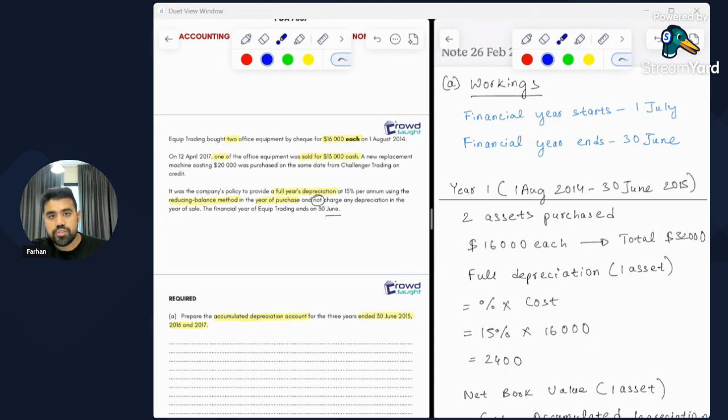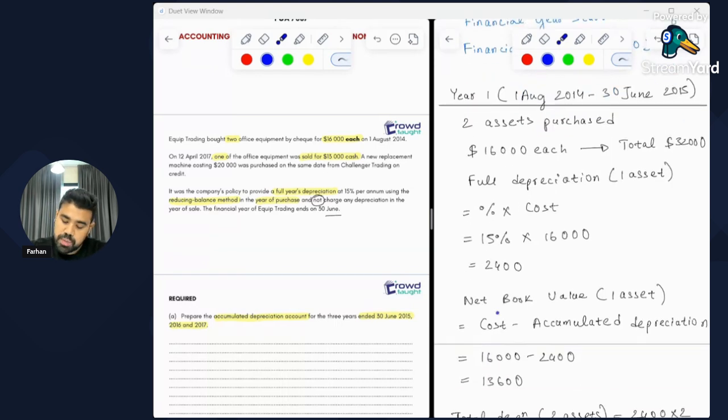So because we want to find the depreciation using the reducing balance method moving forward, which is from year 2 onwards, we want to know the net book value of these assets, all right? So the net book value should be calculated by finding the difference between the cost and the accumulated depreciation. So we're finding the net book value at 30 June 2015. So let me just make that note here. So net book value at 30 June 2015, which is simply the difference between the original cost and the accumulated depreciation.